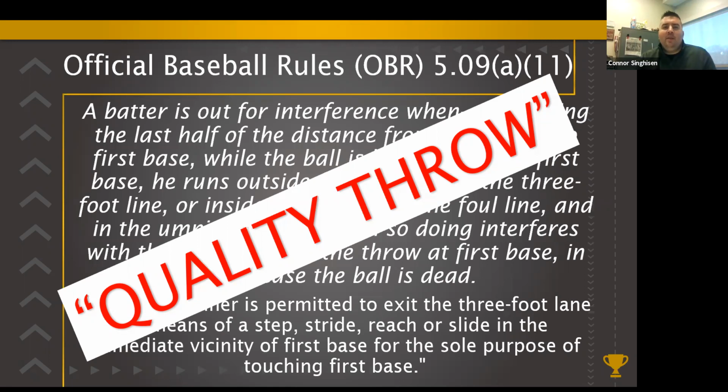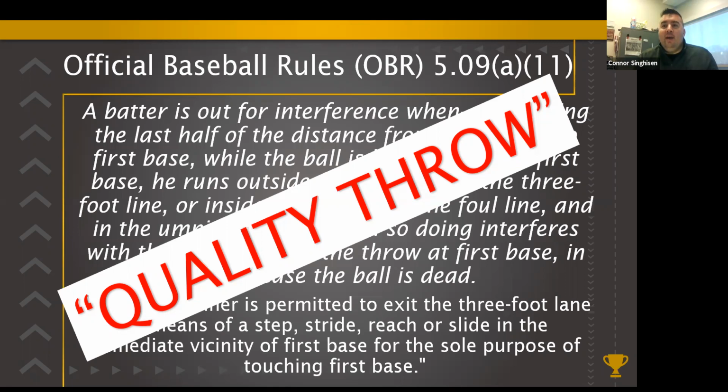But their interpretation of it, and the most widely accepted interpretation, is that the determination is not whether the throw is true, but whether it could still reasonably retire the runner. So think about that. Could the throw still reasonably retire the runner? And that should be our predominating factor for the majority of the levels we work.